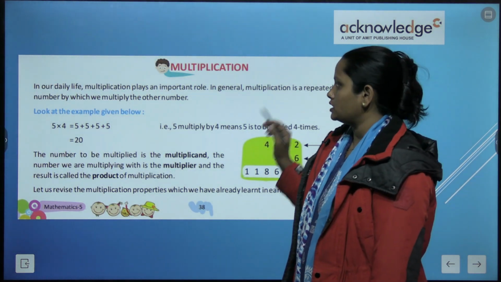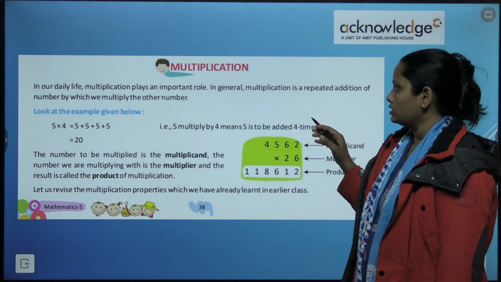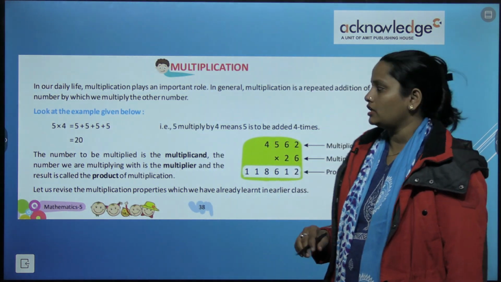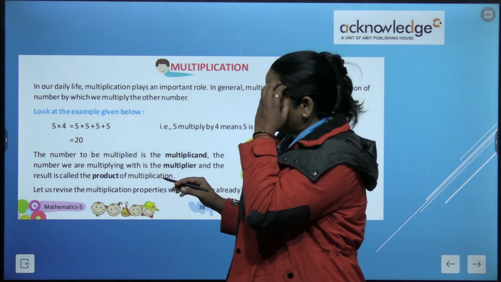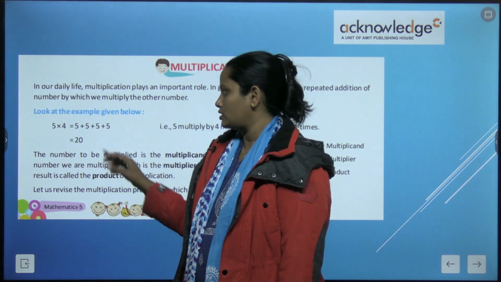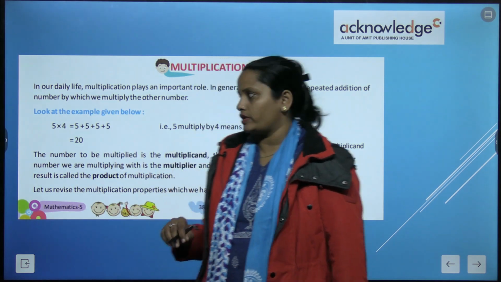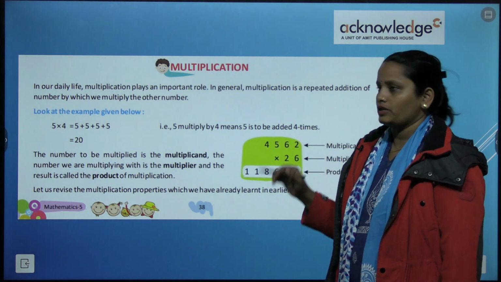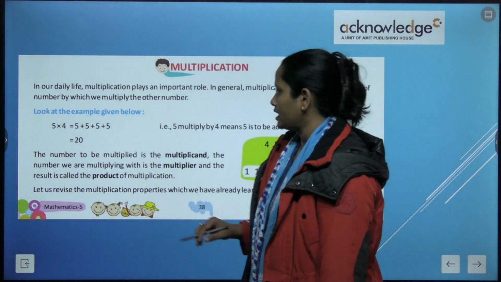Now let's start with multiplication. In our daily life, multiplication plays an important role. In general, multiplication is a repeated addition of numbers by which we multiply the other numbers. Now look at the example given below. Here 5 multiply 4 is 20 because 5 times 4 is 20. Now how many times is 5 written? 4 times. So it's also 20 here. That is 5 multiplied by 4 means 5 is to be added 4 times. If we add 5 four times, we will get the desired answer.